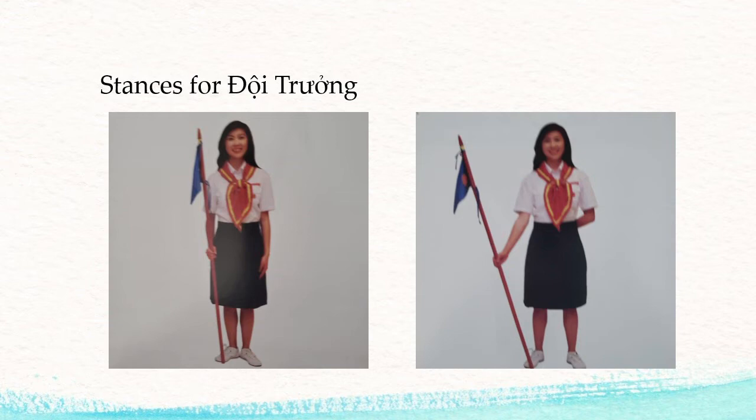In nghỉ, you extend it to 45 degrees and your left hand is right behind you, just as the usual stand of nghỉ if you do not have the flag. In nghiêm, you will bring the flag closer to you and your left hand straight down. Easy, right? Two stanzas, nghỉ and nghiêm.